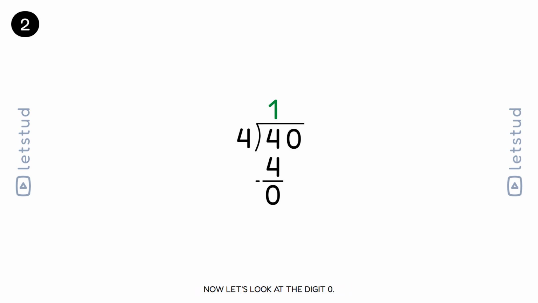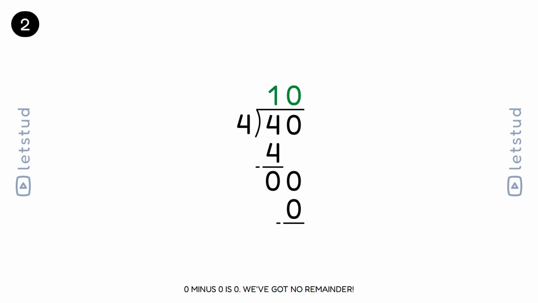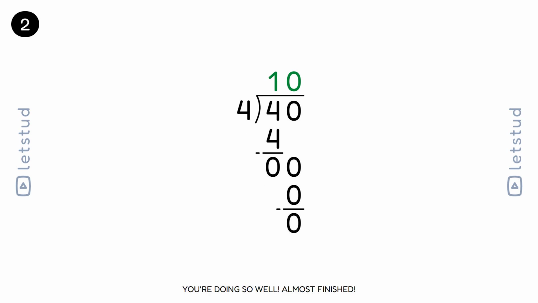Now let's look at the digit 0. What about this 0? How many times can we put 4 into 0? There are no more digits to bring down. 4 goes into 0, 0 times. 0 times 4 is 0. 0 minus 0 is 0. We've got no remainder. You're doing so well, almost finished.